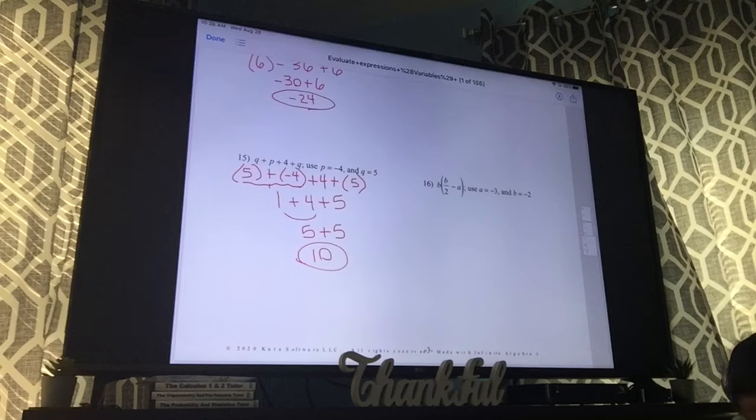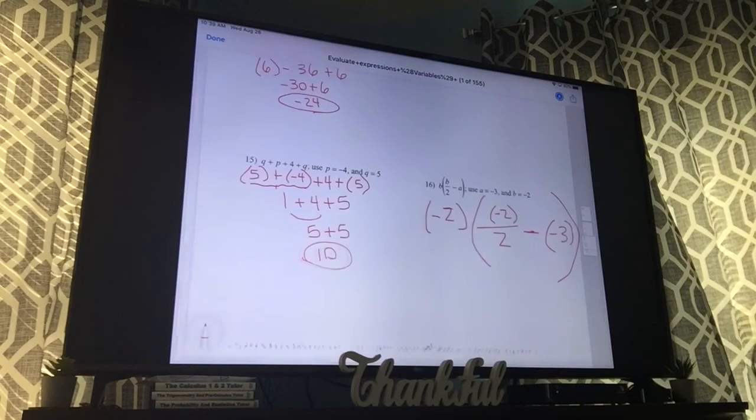So 16. Make sure you use parentheses. Okay, and you do that b over 2 first. So deal with that b over 2 first. And then subtract a, and then it's going to be multiplied by that b. Okay? Actually, I'm just going to do this one. It's a little more complicated than what I planned. So you guys get a freebie. Okay, so our b is negative 2. And then we have these big parentheses. So b is negative 2 over 2 minus our a, which is negative 3.